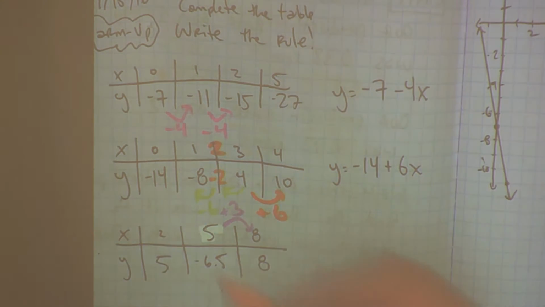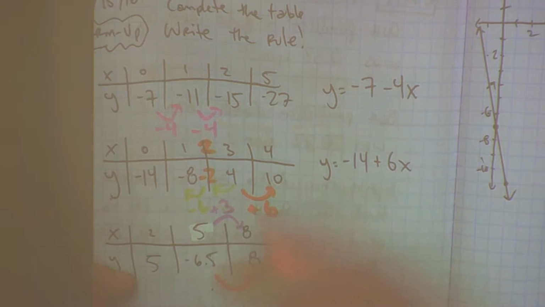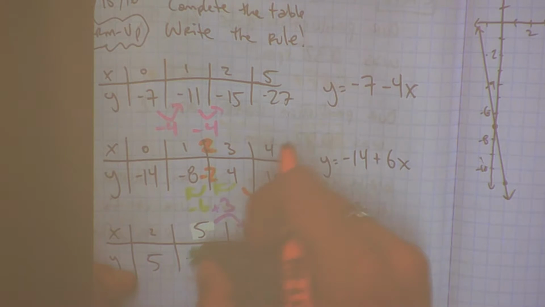And from 6.5 to 8, how much did it increase? 1.5. Is that true? But isn't it negative? No. 6.5? No. That's way more than 1.5. Really? That's what messed all of us up.